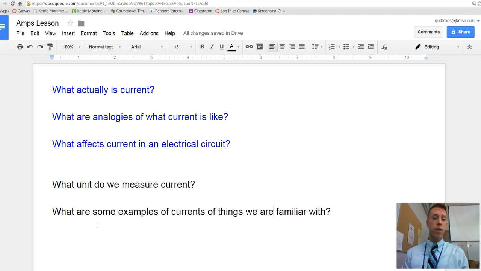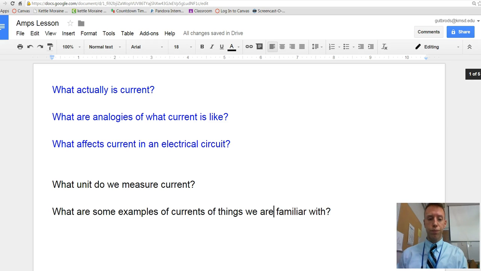So current and resistance, I think that's something that in general we tend to find a little bit easier to understand. So the questions in blue here, we're going to focus in on this lesson. What actually is current? What are analogies of what current is like? And then you'll get to create one of your own. What affects current in an electrical circuit? So what could increase current, what could decrease it, and so on. These black questions, we'll get to those in a different lesson.